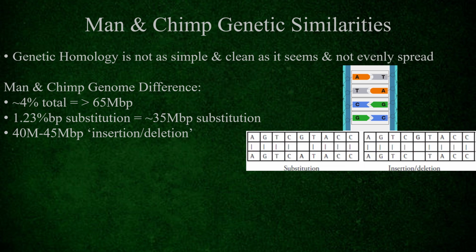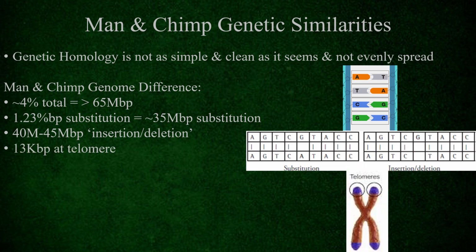And then there is a 40 million to 45 million base pair insertion/deletion difference, which is an example on the right, where you have a letter in one genome at a certain place, like that G, but then in the same place on the other genome, you're missing something, or vice versa. That would be an insertion and deletion.